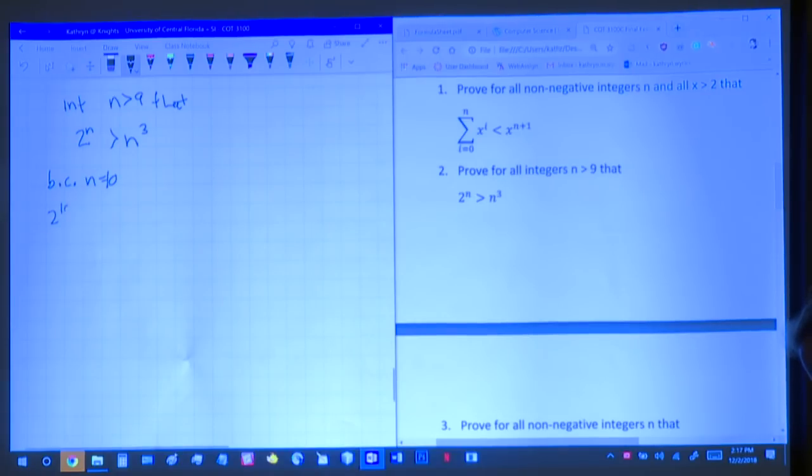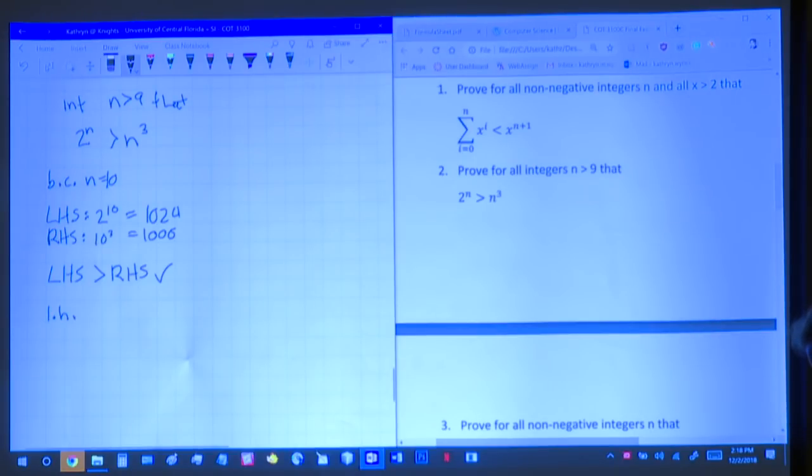So 2 to the 10, left-hand side, that's equal to 1024. And then right-hand side, 10 to the third is equal to 1,000. So left-hand side is greater than right-hand side. So we just put a check mark there.